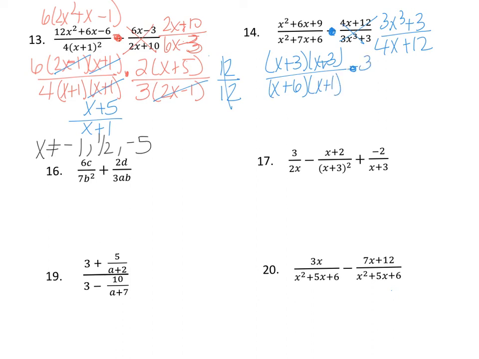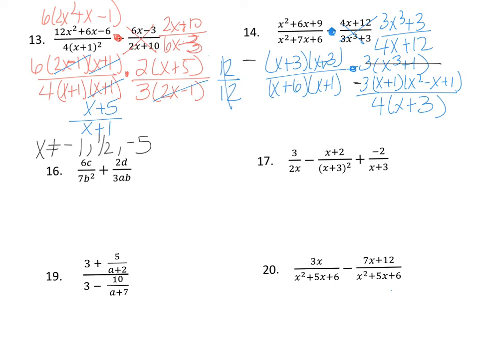Times, this is 3 times x cubed plus 1, which is going to be x plus 1 times x squared minus x plus 1. And that doesn't factor anymore. And then the denominator is 4 times x plus 3. So we're going to ignore this part because we factored it more. And here's my numerator, and here's my numerator.